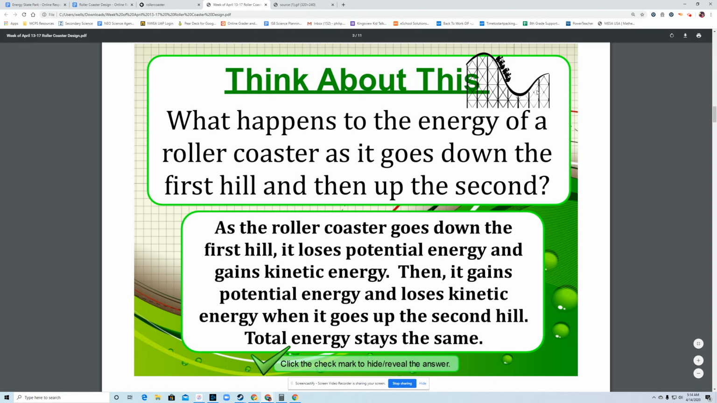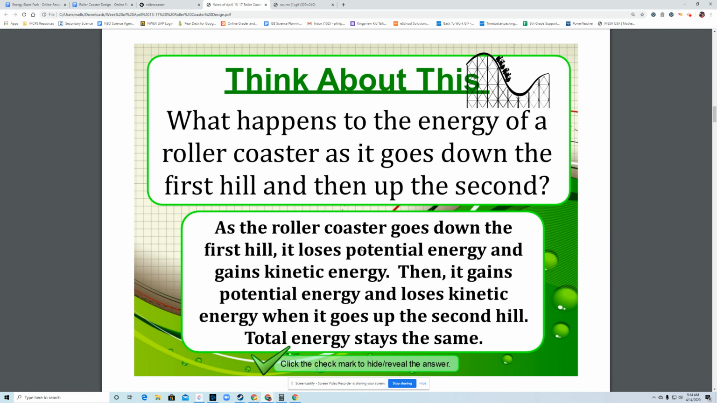And as you go back up, you will start gaining potential and you'll be losing kinetic. So no matter what, the sum of your kinetic and potential energies would be equal to the 100 you started off with up here. Okay, so long-winded as I was, as the roller coaster goes down the first hill, it loses potential energy and gains kinetic, and then it gains potential energy and loses kinetic energy when it goes up the second hill. The energy stays the same.